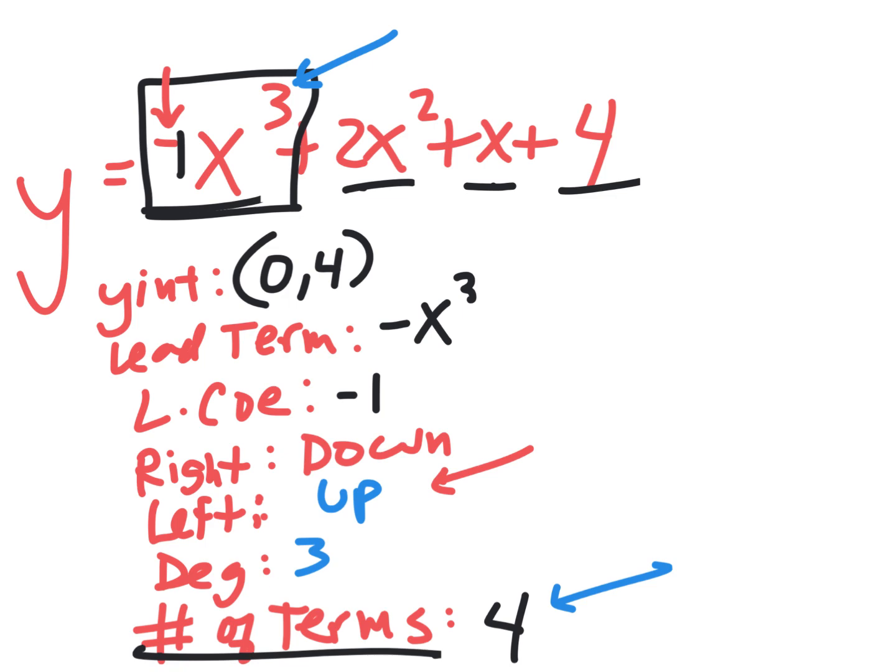And then last, degree is 3. And the number of terms I said before was 4. Any terminology issues you want to talk about? Any of these words that you don't understand? Degree. Degree is the biggest power that exists. That's all. It's just the biggest power.